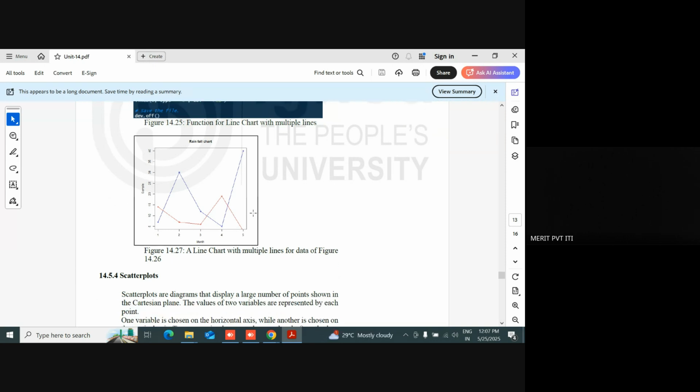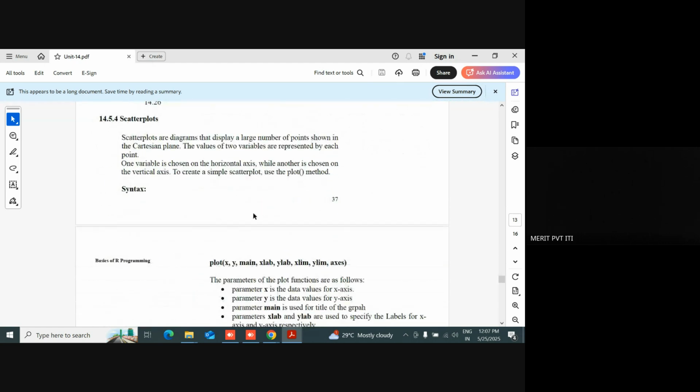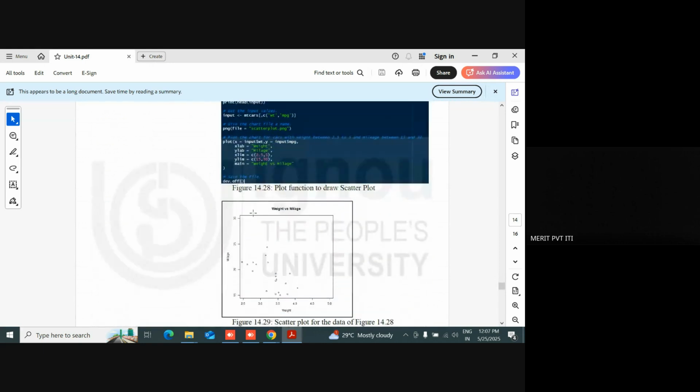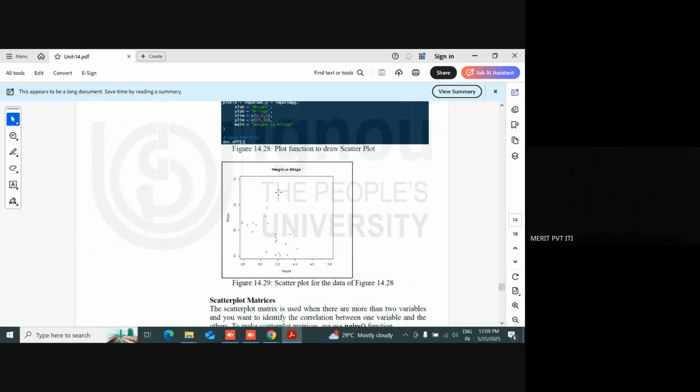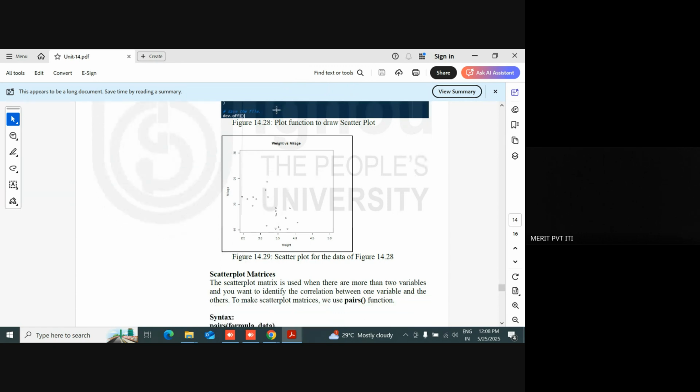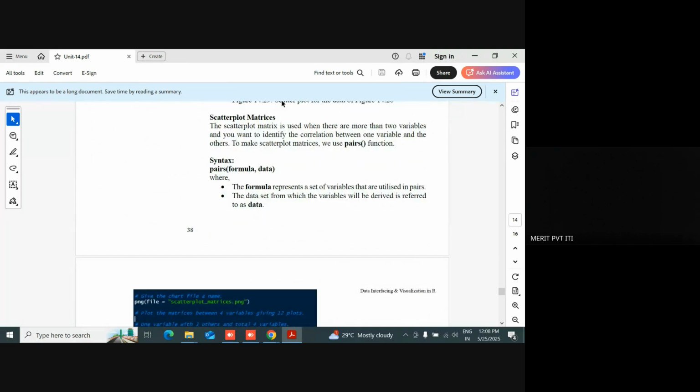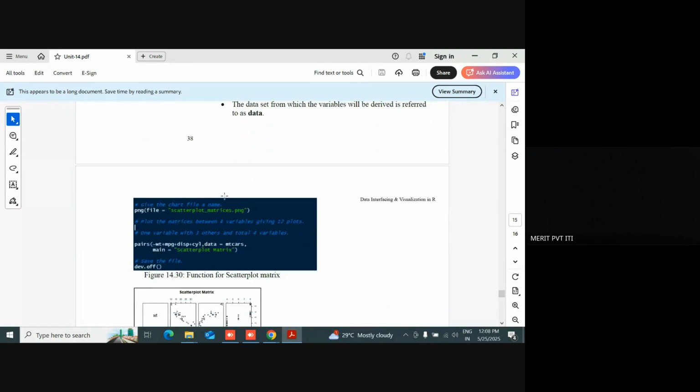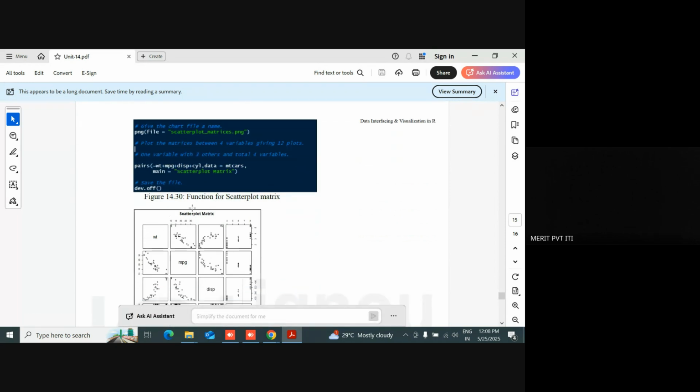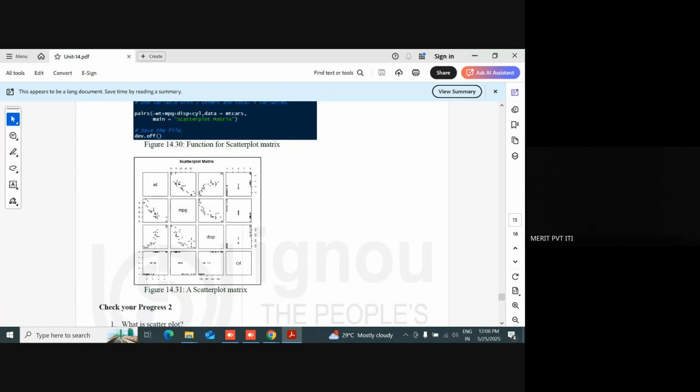So all these things. Scatter plots, ये स्कैटर प्लॉट का भी सॉफ्टवेयर है. इसमें से स्कैटर प्लॉट बन जाता है. ये देखिए स्कैटर पॉइंट आ जाते हैं. स्कैटर प्लॉट्स फॉर द डेटा फॉर फिगर 14.28 प्लॉट फंक्शन और ड्रॉस स्कैटर डायग्राम्स आ गए. स्कैटर प्लॉट मैट्रिक्स, उसका भी सॉफ्टवेयर अवेलेबल है. ये मैट्रिक्स बन जाते हैं. ये सारे 4x4 मैट्रिक्स बन जाता है.